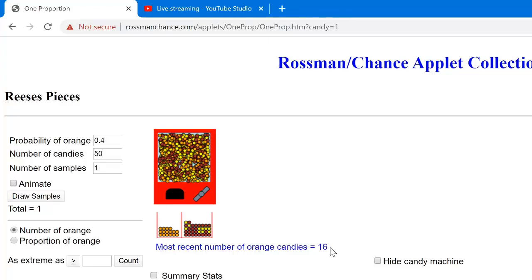it says here we got 16 orange ones. That is 32%. So just like when we did our project on simulation, we may aim for one thing, but we may get a completely different number. And that's the variation that comes from sampling.